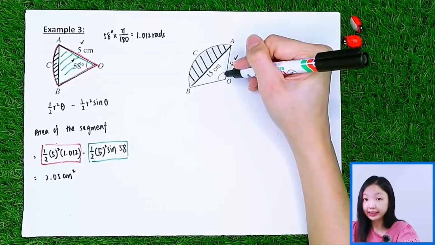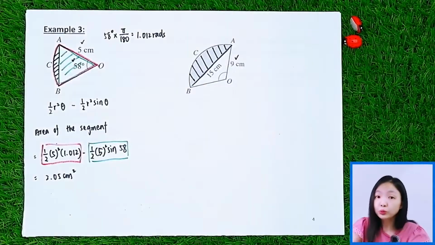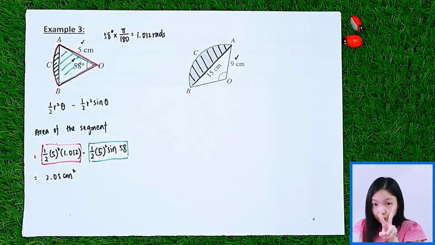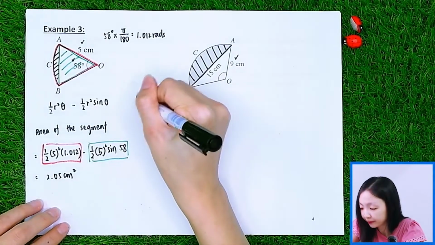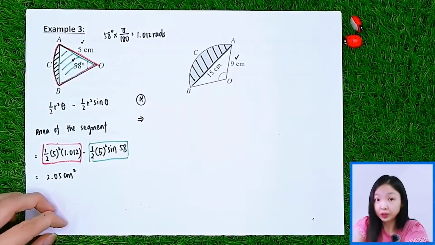Does it give you the angle? No, the question doesn't give you the angle. So there are 2 ways to solve this question. Okay, 2 ways. The first way, you can find the angle first by using the cosine rule.